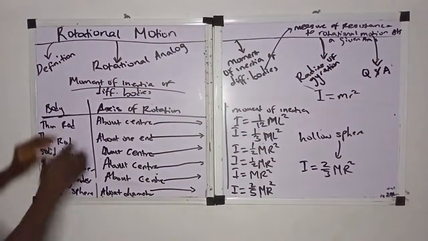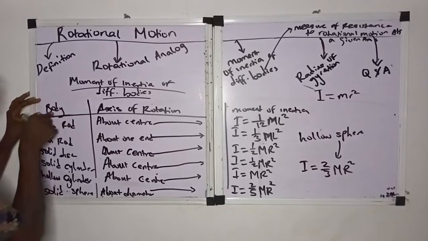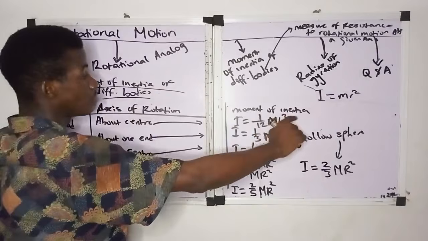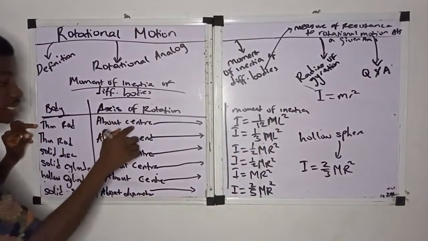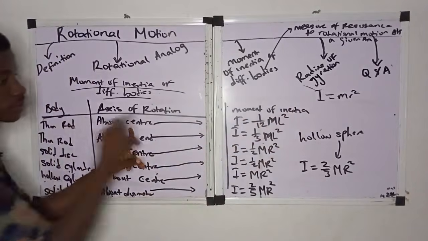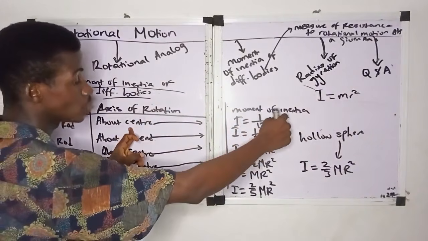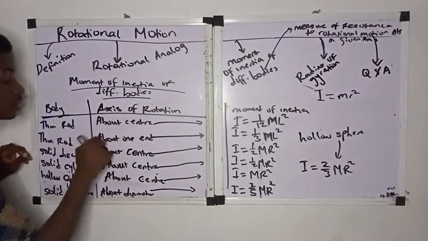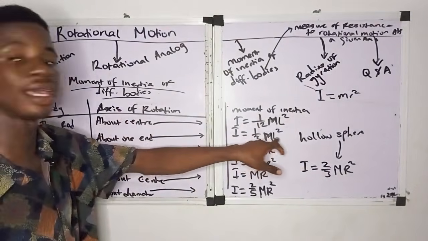Now for a thin rod, these are the bodies, these are the axes of rotation, these are the moments of inertia. For a thin rod, when the axis of rotation is about the center, the moment of inertia is 1/12 the mass of that rod times the square of the length. Then for a thin rod again, when the axis of rotation is about one end, the moment of inertia is 1/3 ml square.